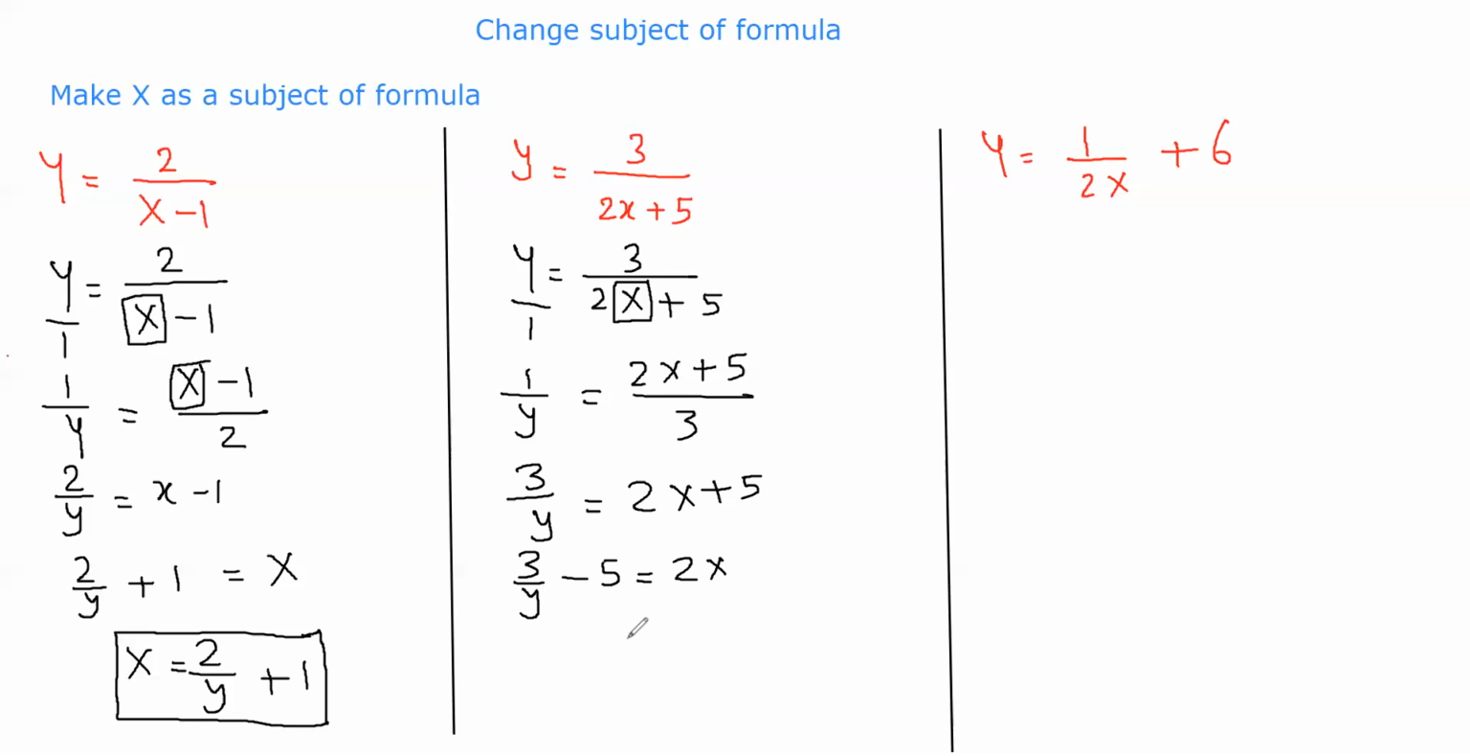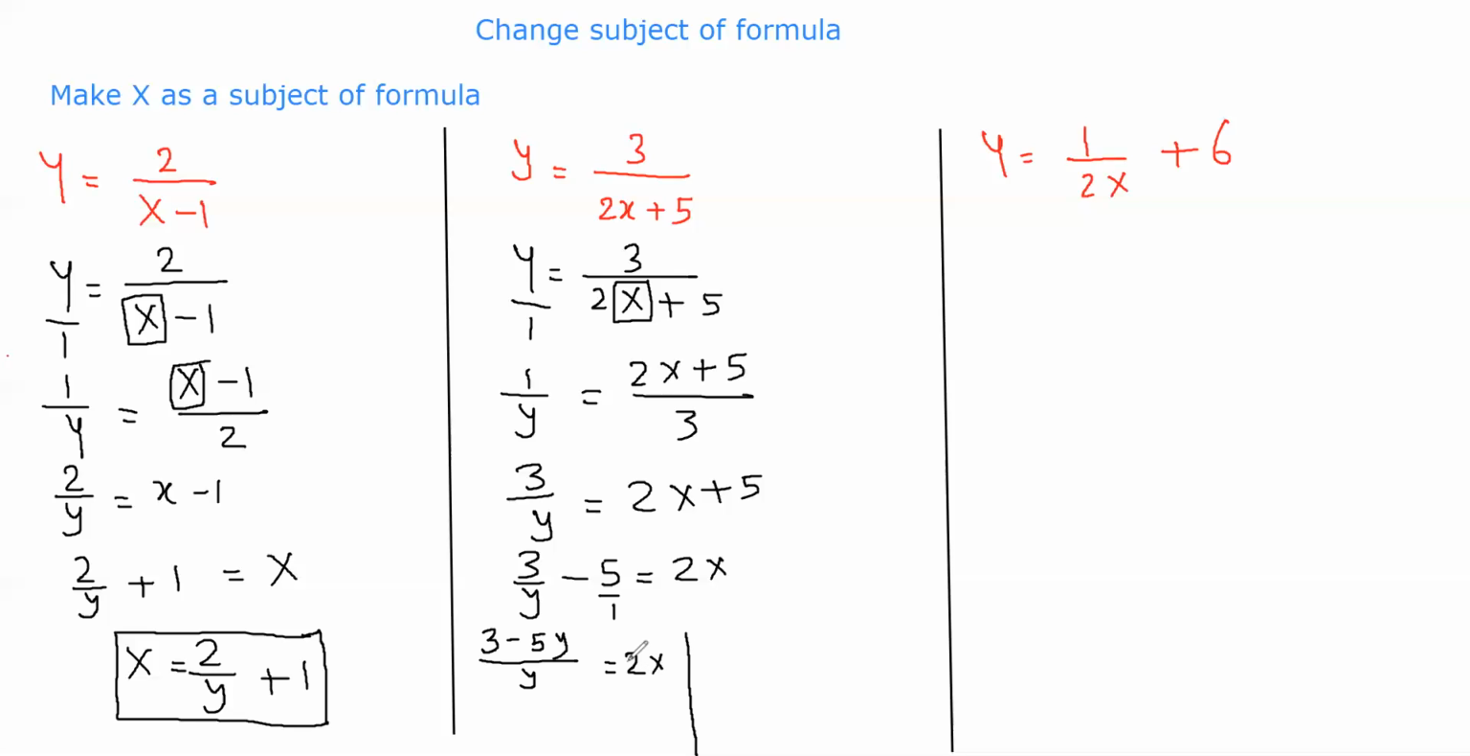Can we write it here? This is 3 over y, take away 5. There is nothing in the divide, so we can write it here: 3 minus 5y divided by y is equal to 2x, isn't it? Because I took the LCM of y and 1, which is y, and 3 take away 5 times y is 5y, to simplify it. Now we have to make x the subject of the formula.